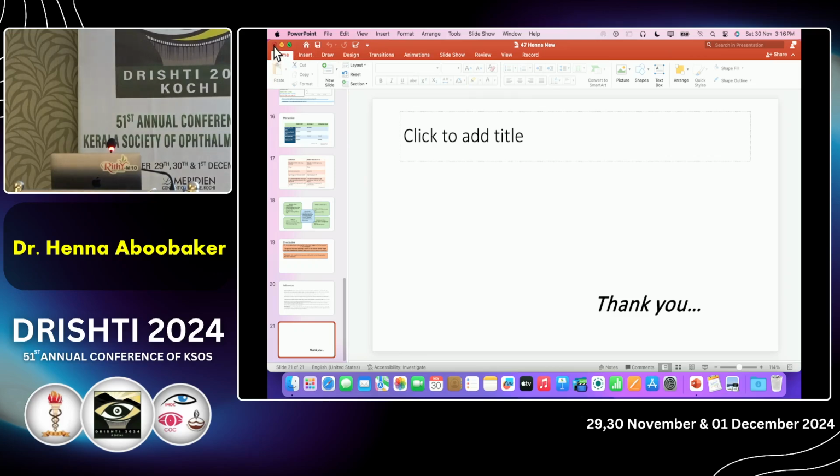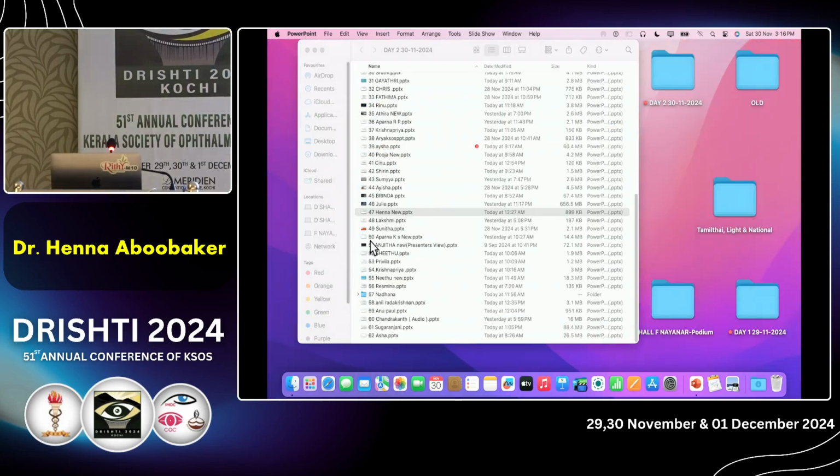This is the last talk of the session. That is by Dr. Lakshmi Parvati, and she'll be talking on association between severity of diabetic retinopathy and urine albumin creatinine ratio in type 2 diabetes mellitus.